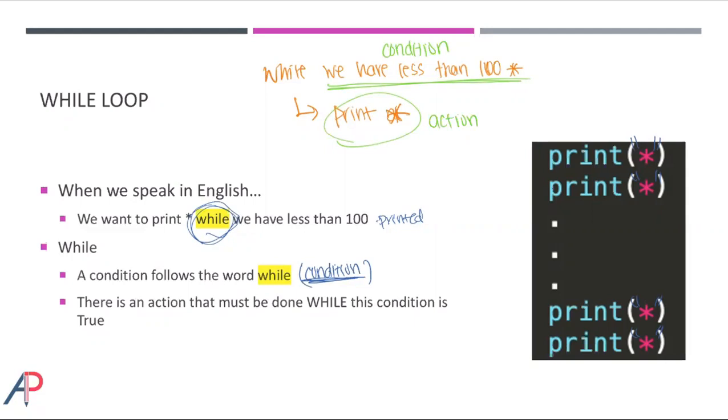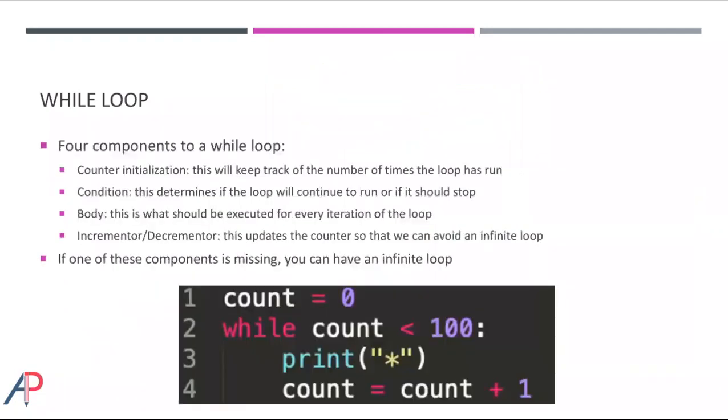So let's go a little bit deeper into while loops now that I've just introduced to you what the concept is and why we're going to be doing this. So here is your first while loop. There are 4 components to a while loop. Let's go over each one.